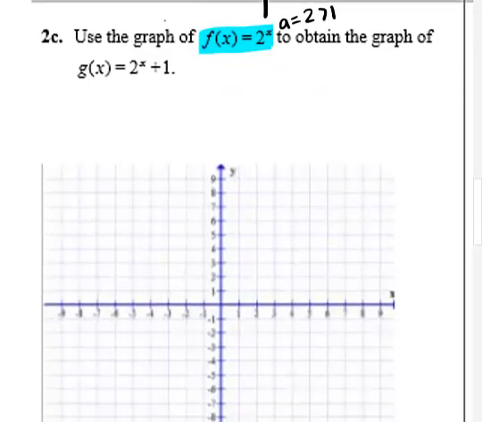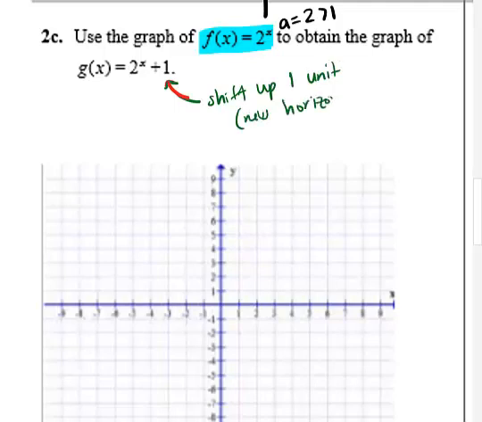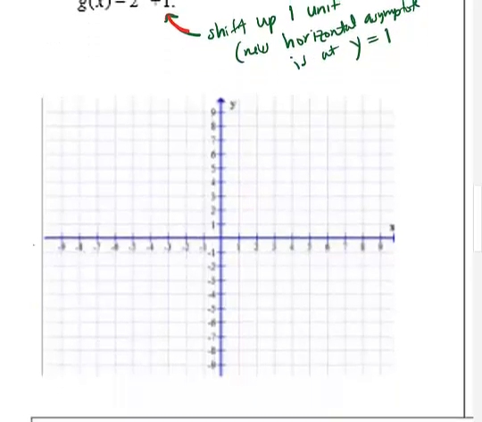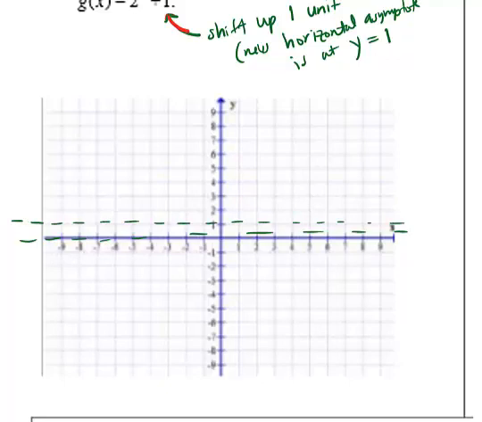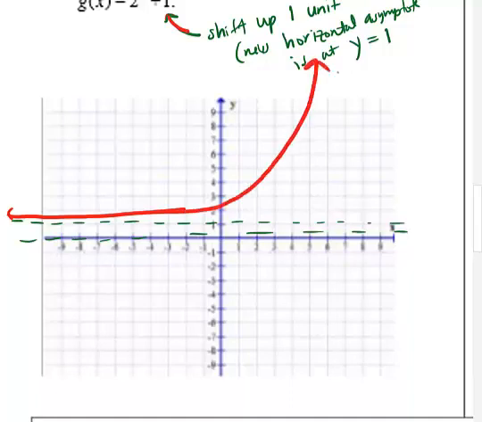But now they want us to graph this one, which is a bit of a variation. All we have to do is the transformations. The 1 added at the end shifts it up 1 unit. That means the new horizontal asymptote is at the line y equals 1. It used to be at the x-axis, but now we're moving everything up 1, including the asymptote. Other than that, the graph is going to be the same. It goes like that.